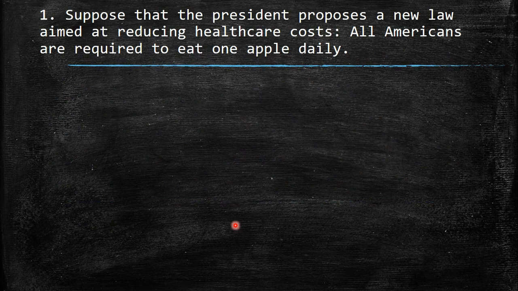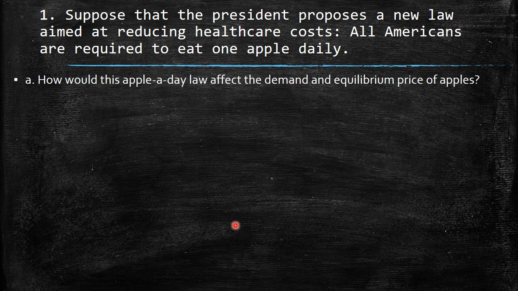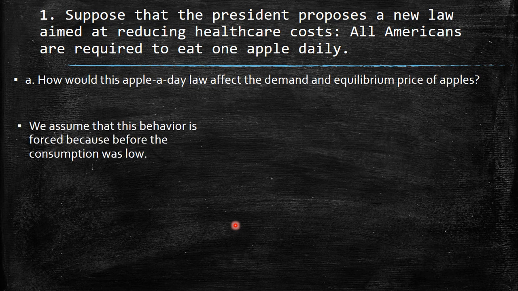So the first question says, suppose that the president proposes a new law aimed at reducing healthcare costs. All Americans are required to eat one apple daily. How would this apple-a-day law affect the demand and equilibrium price of apples? Before going to this question, I would assume something. We assume that this behavior is forced because before, the consumption was low. So that's the basic frame.